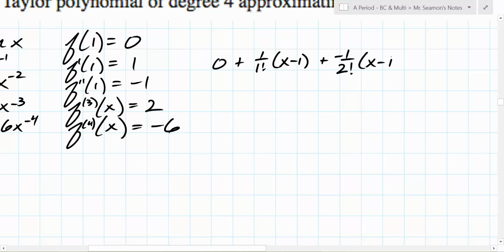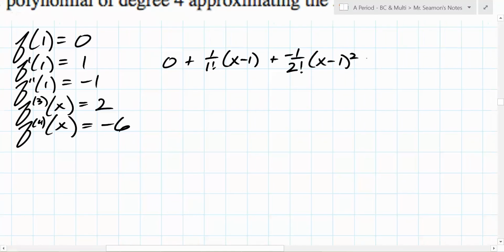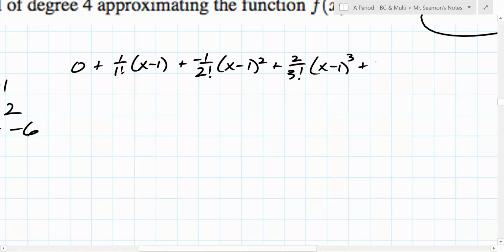x minus 1 squared plus what? You got it. Times. And then the last one's going to be, it's over what factorial? 4? Yeah, just increments. X minus 1.